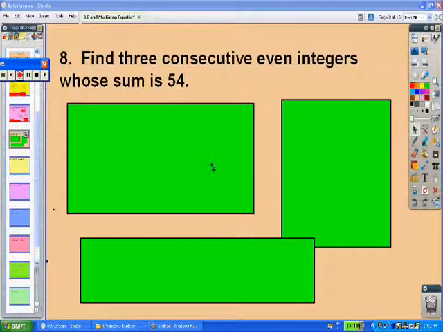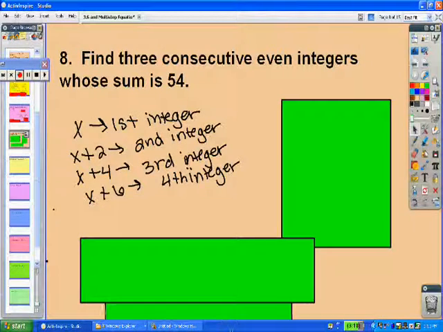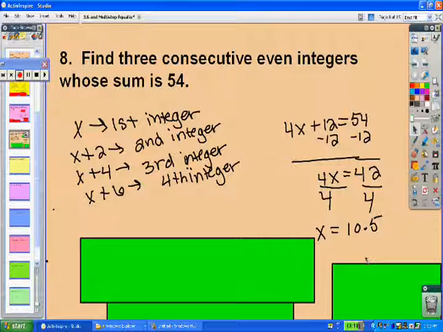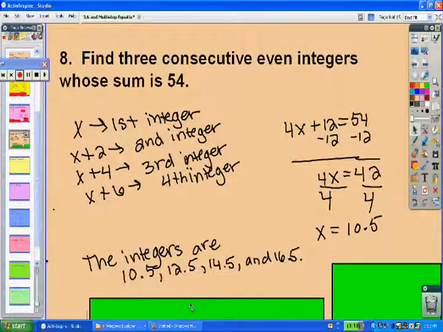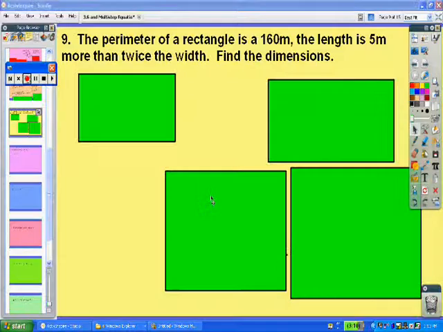The answer is, well, if you set it up like this, your x, x plus 2, x plus 4, x plus 6. If I combine like terms, I get 4x plus 12 equals 54. If I subtract 12 and then divide by 4, I get x equals 10.5. So my answer should be 10.5, 12.5, 14.5, and 16.5. Alright, next one.